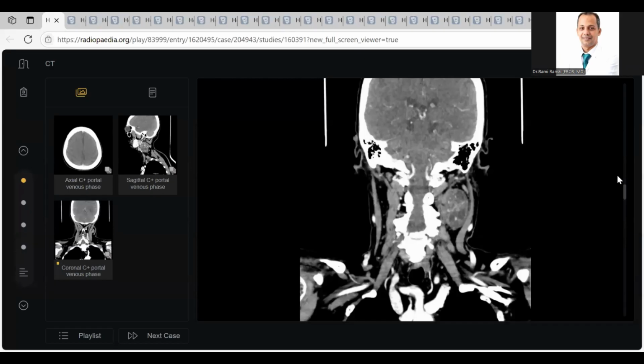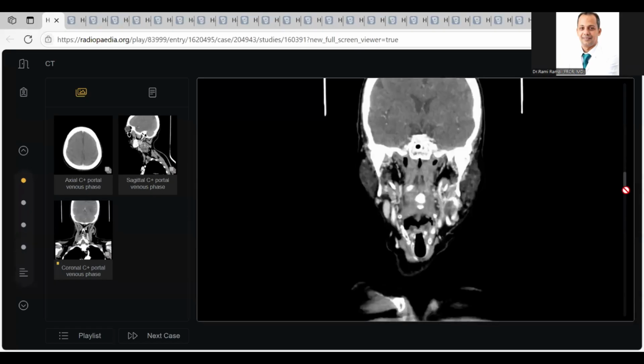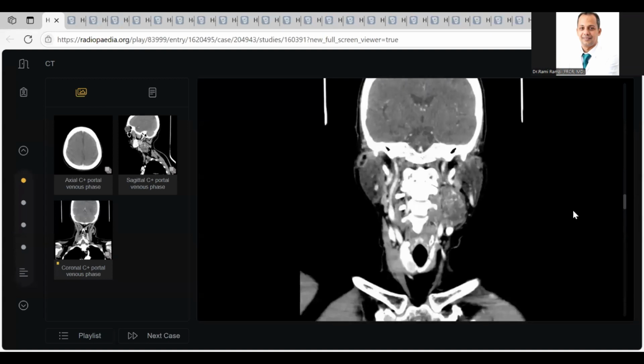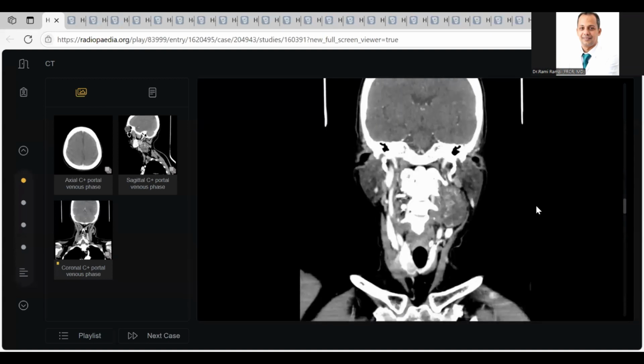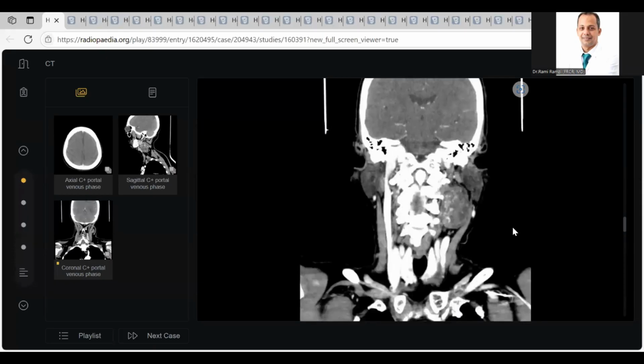Similar findings: heterogeneously enhancing, well-defined mass lesion in the left half of the neck region, displacing the vessels. I would like to see the bone window if there is any bony erosion. No bone window. So overall.